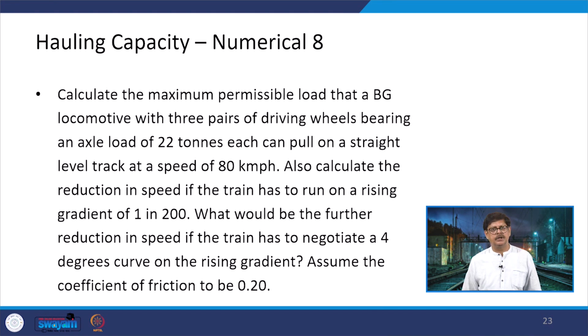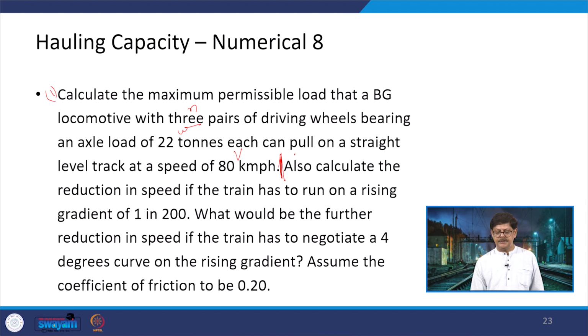Now, come to another numerical. Here we have to calculate the maximum permissible load that a broad gauge locomotive with 3 pairs of driving wheels, bearing an axle load of 22 tons each, can pull on a straight level track at a speed of 80 kilometers per hour. So, this is the very first thing. Here we can break it. So, this is one part.